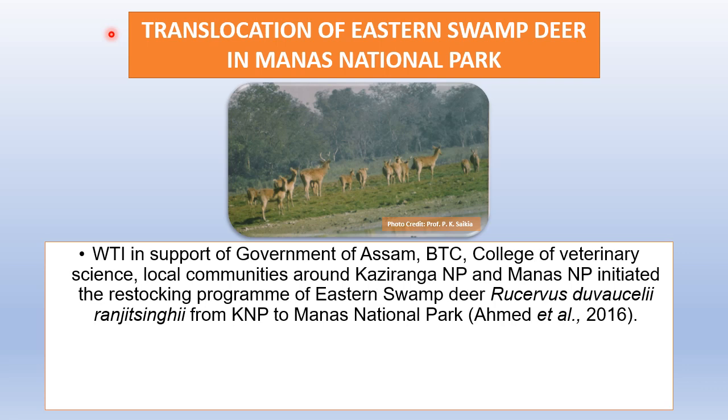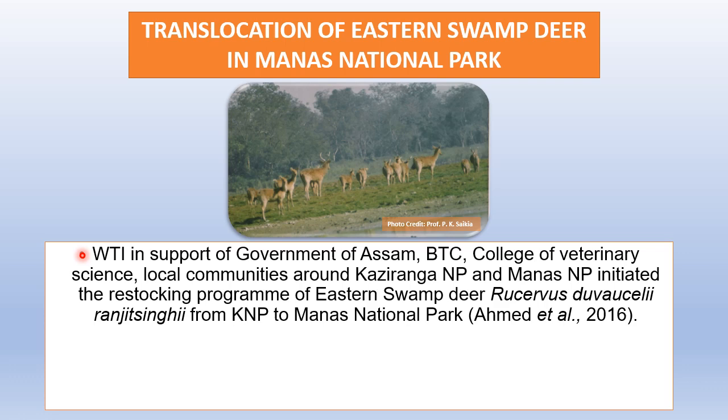The major part of this population is present in Kaziranga National Park, and there is a small population of swamp deer surviving in Manas, but no estimate was available. Thus, a project was conceived to restock this species in Manas National Park from Kaziranga. There was a need to build up remnant population to secure the future of the species, because viable population of this species is only found in Kaziranga National Park.